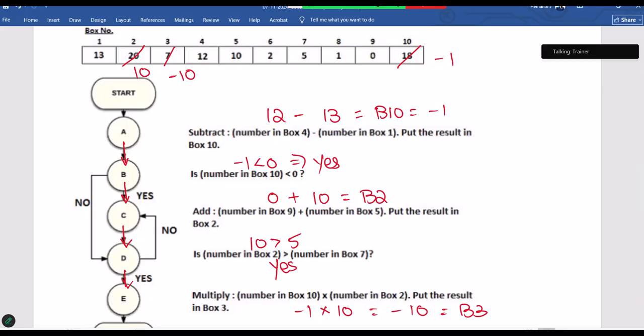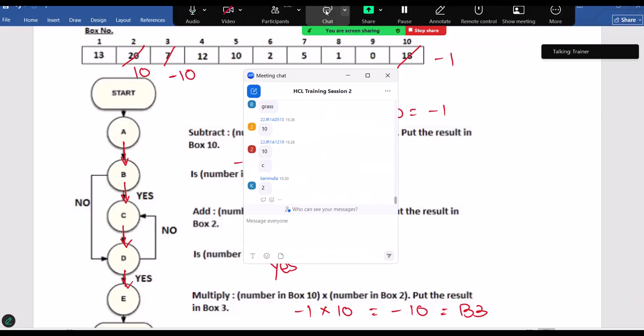Now, generally, the type of questions that will be asked is: how many boxes have negative numbers at the end of the flowchart? How many boxes have negative integers at the end of the flowchart? Only two boxes, right?